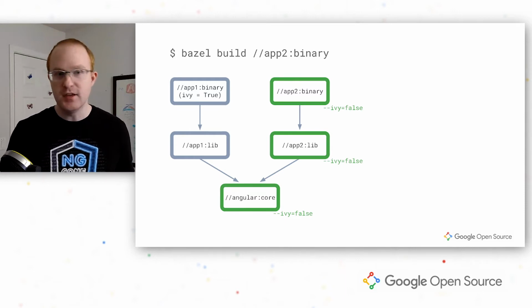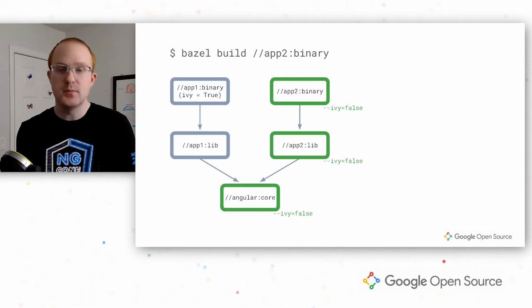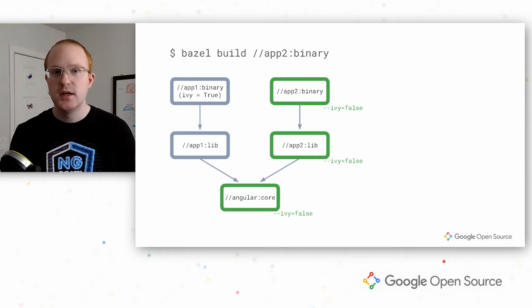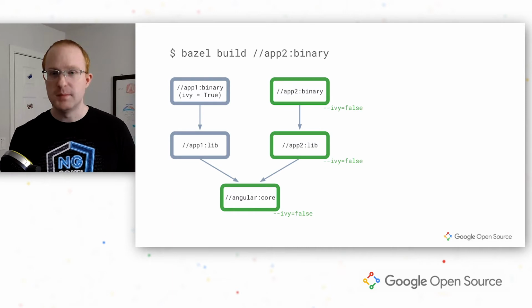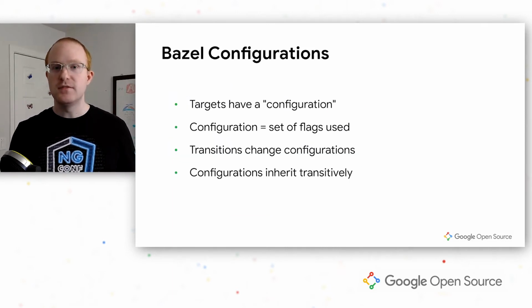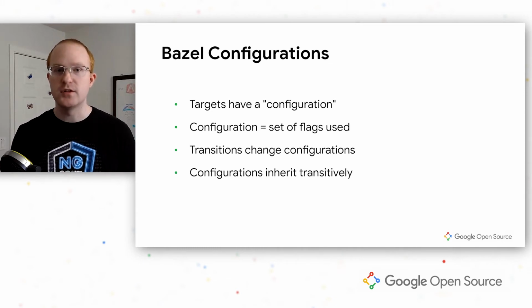It's happy to build with Ivy if that's what the application wants, and it's happy not to build with Ivy if the application doesn't. But is this kind of design actually possible with Bazel? You may be surprised to learn that the answer is actually yes. This is done with Bazel configurations and transitions, which are the way in which we're able to configure builds to provide this kind of functionality.